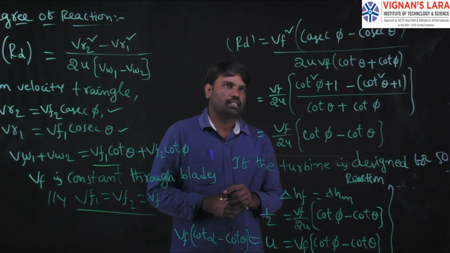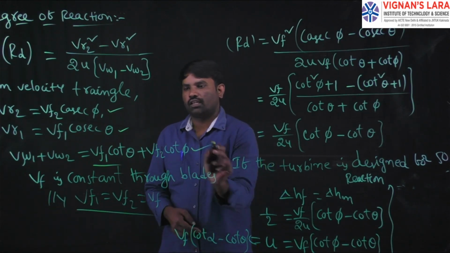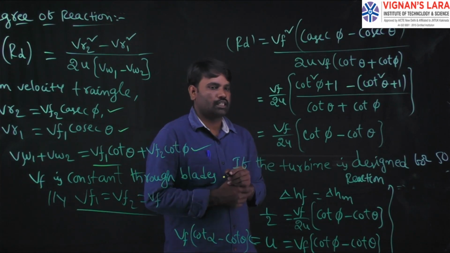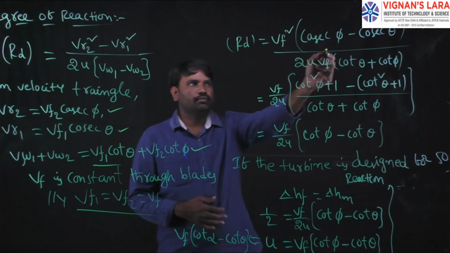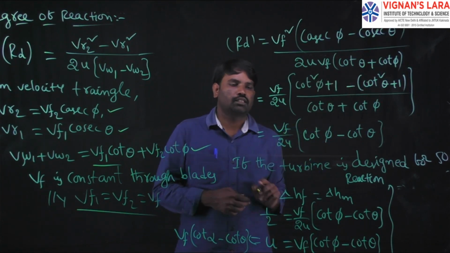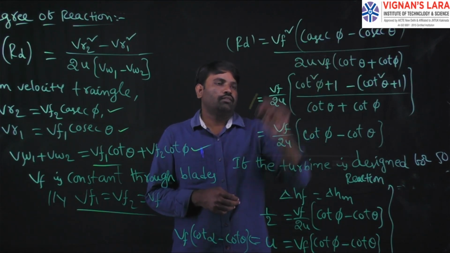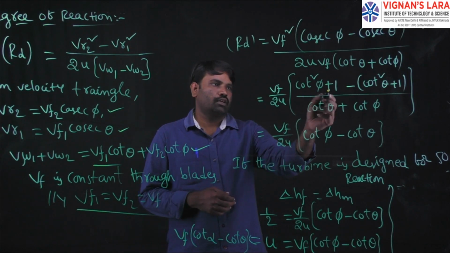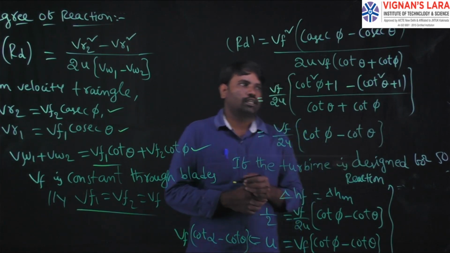So the degree of reaction is equal to Vf square into (cosecant phi minus cosecant theta) divided by 2u into Vf (cot theta plus cot phi). If you substitute these values in the degree of reaction equation and simplify, cosecant square phi is equal to cot square phi plus 1, and cosecant square theta is equal to cot square theta plus 1.